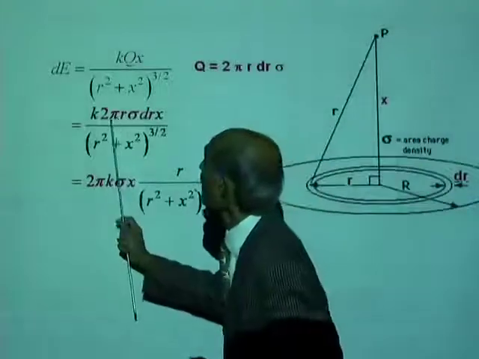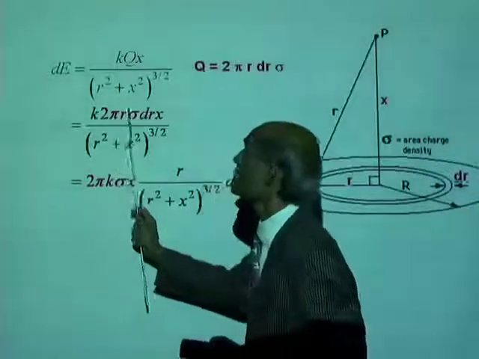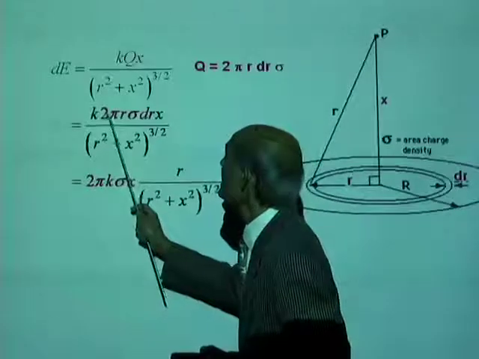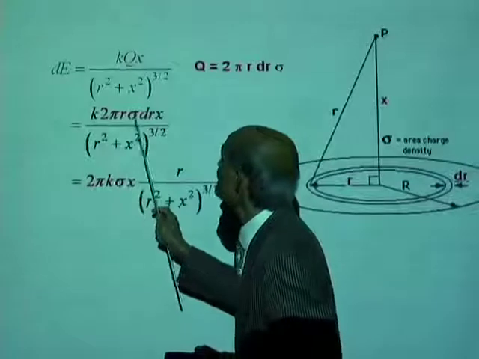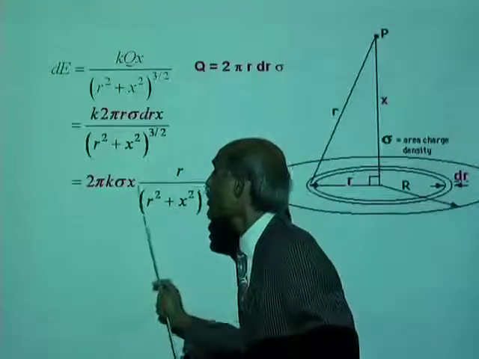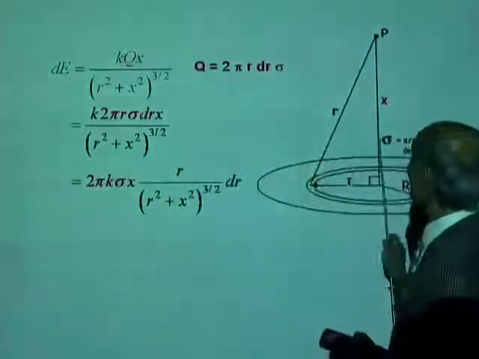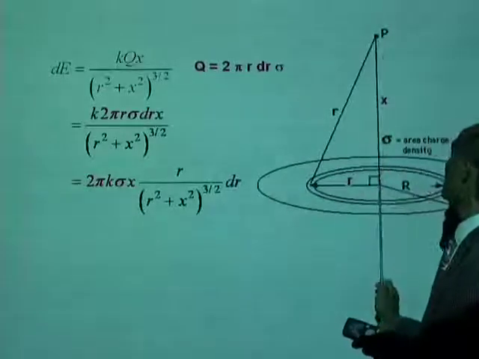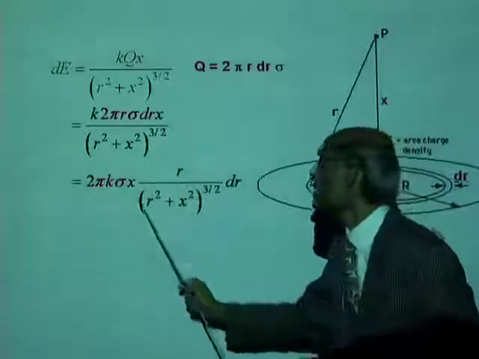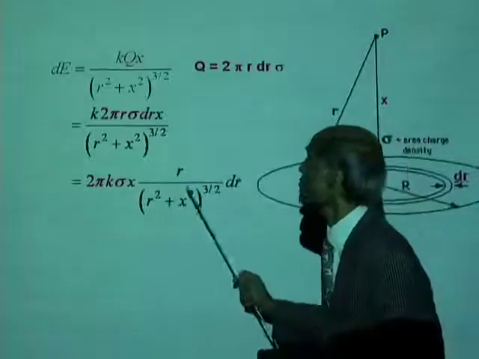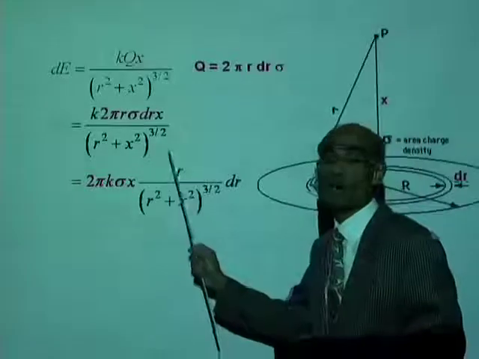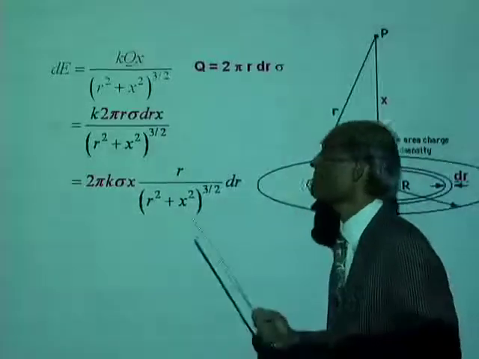Alright, you can now see I have taken out all the constant factors: 2 pi k sigma x are all constants. X is not a variable here. X is a constant. It's the distance of the point P from the center, times r over (r squared plus x squared) to the power of 3 over 2 dr. This is the variable term.